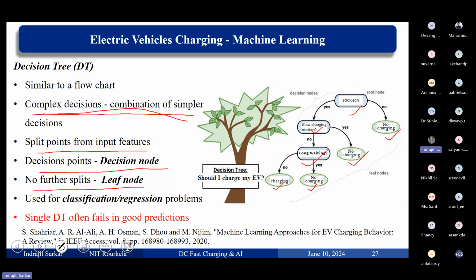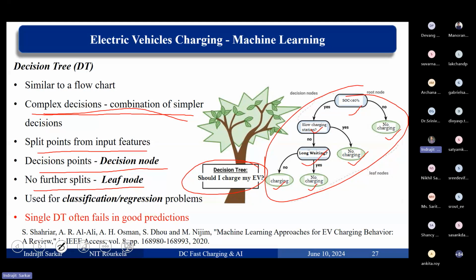Now let's take one example. You are checking whether SOC is less than 60%. If it is no, then no charging is required. If SOC is less than 60%, yes, then is the charging station a slow charging station? If yes, I'm not going to charge there. If it is no, check whether the waiting period is long or not. If yes, no charging. If it is no, then you go for charging. So the decision tree is this one: should I charge my EV? Based on this decision, you can decide whether you need to charge from this particular charging station or not.